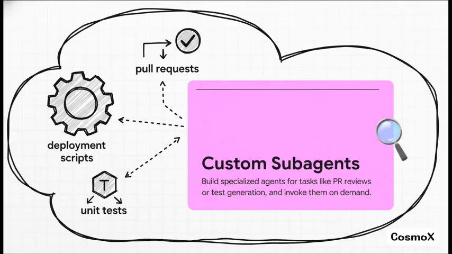First up, we have something called custom subagents, and this is incredibly powerful. Imagine building your own little squad of AI specialists. You can create one subagent that's an absolute pro at writing deploy scripts, another that's a genius at reviewing pull requests, and a third that can just crank out unit tests all day. You build them once, and then you can call on them whenever you need them. So you're not just using a generic tool, you're using a team you built yourself.